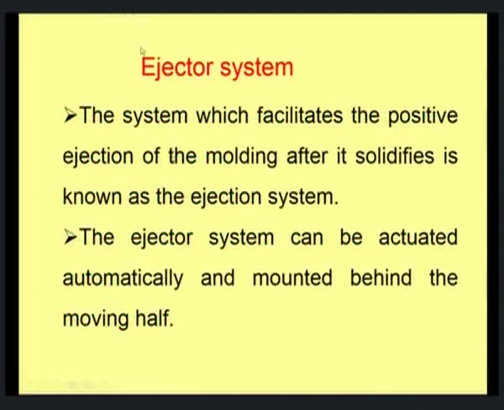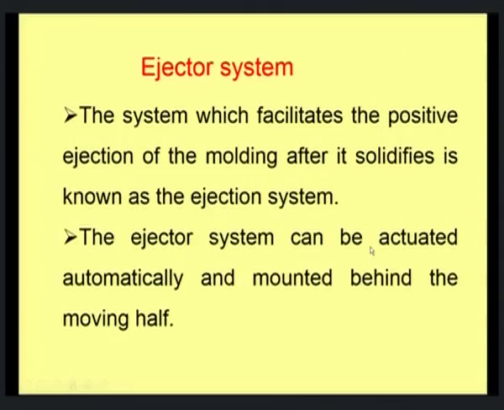First, the ejector system. The ejector system or ejection system, both are one and the same. This is the system which facilitates the positive ejection of the molding after it solidifies. That is, once the molten resin fills the cavity and is allowed to cool, it will solidify. Once it is solidified, the product is ejected out. The system which does this is what we call the ejection system.